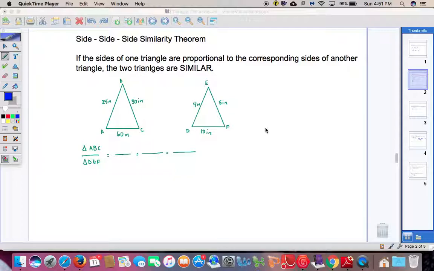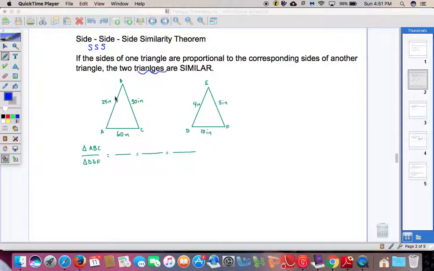Another way is using the side-side-side similarity theorem. We often abbreviate this as S, S, S. Okay, so the side-side-side similarity theorem would be the SSS. And we know that if the sides of one triangle are proportional to the corresponding sides of another triangle, then the two triangles, I spelled triangles wrong, sorry about that, are similar.